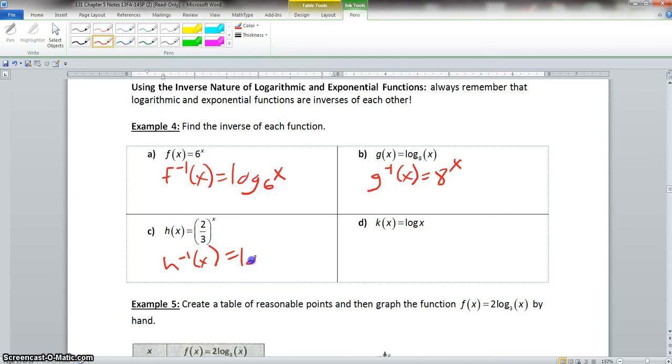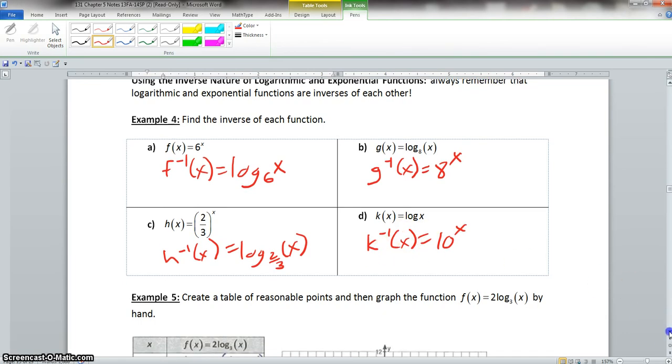And then that will give us log base 2/3 of x. Now we have k to the x is equal to log x. So we know the inverse of k to the x is the inverse of k of x. And then that will give us 10 to the x power, because we know this base is 10.